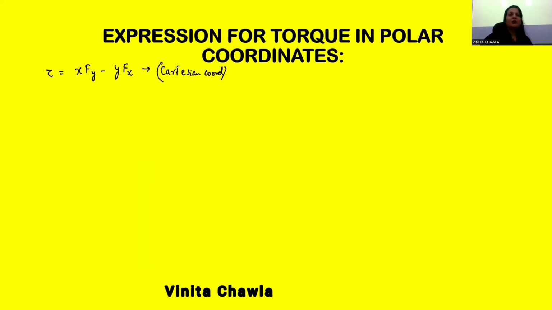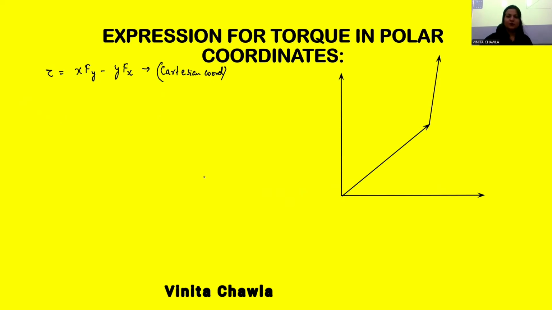ठीक है, now we have to write the expression for torque in polar coordinates. Again, consider the same situation. Draw a coordinate axis first. We have a particle at point P. Okay. And we are applying force in a direction, you know, in this direction, we are applying force on the particle. So this is the position of the particle and this is the direction of force.